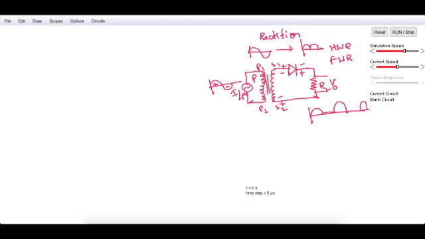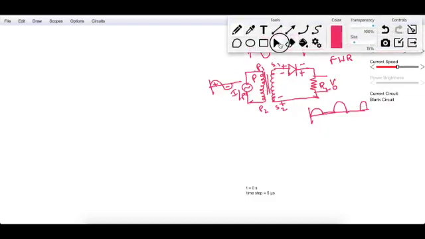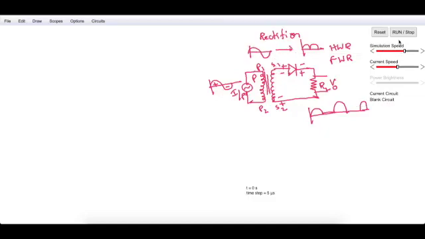Now let me show you the construction of half wave rectifier. So all of you please look, this is where I am constructing. The website name is falstart.com, and the URL of the website I will provide in the description.